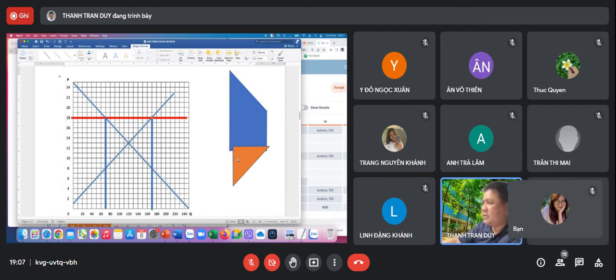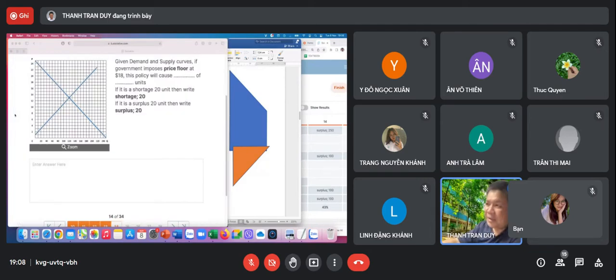You can see that this series of questions is quite simple. For price ceiling and price floor, remember, a price ceiling is a legal maximum price. A price floor means a legal minimum price. And in both cases, it causes net weight loss.